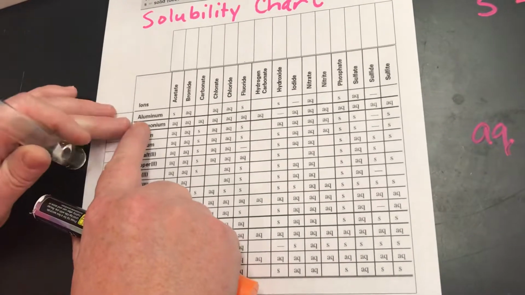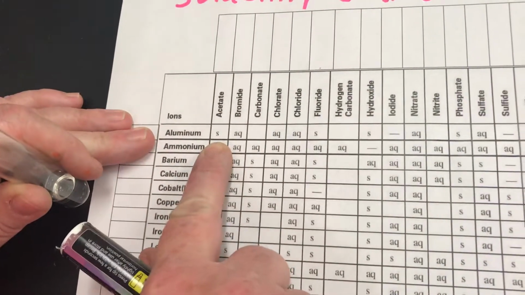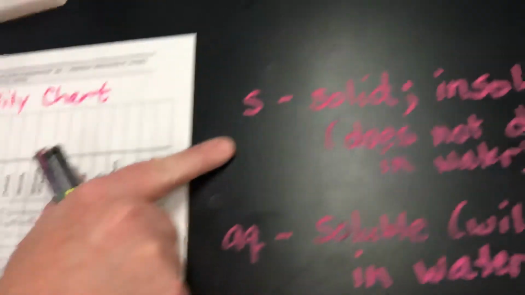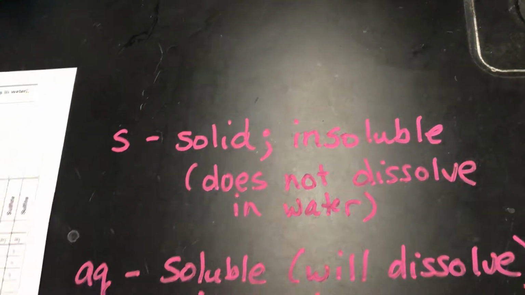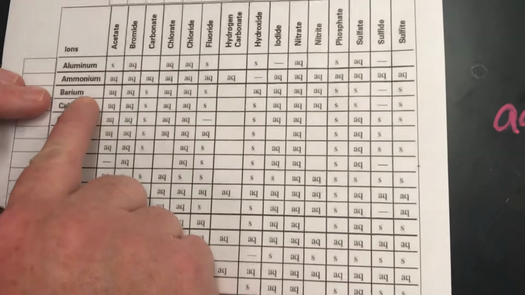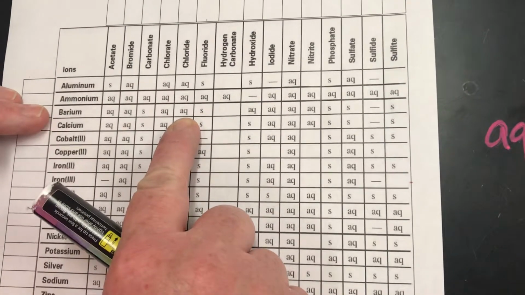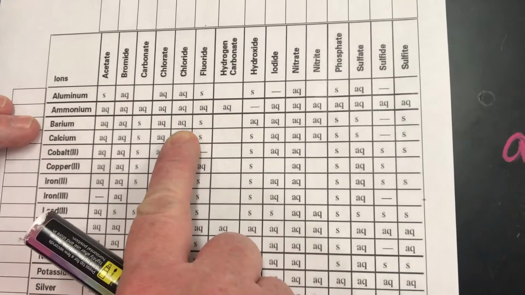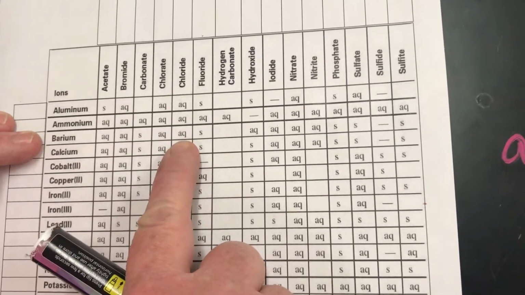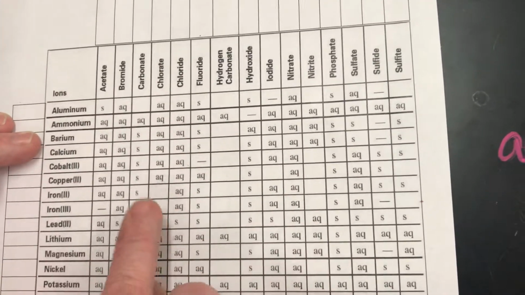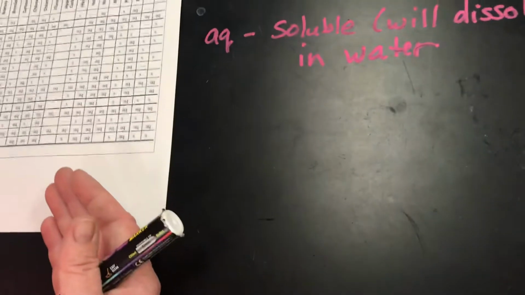And if we look at aluminum acetate, the substance aluminum acetate has an S by it. And an S means that it's solid or insoluble. It will not dissolve in water. But barium chloride, which is going to be one of the reactants in actually 2 of the next demonstrations, is aqueous. And we're going to combine substances that are aqueous.